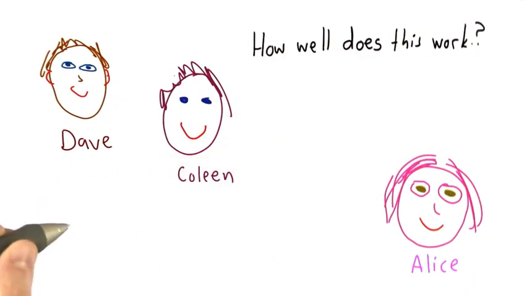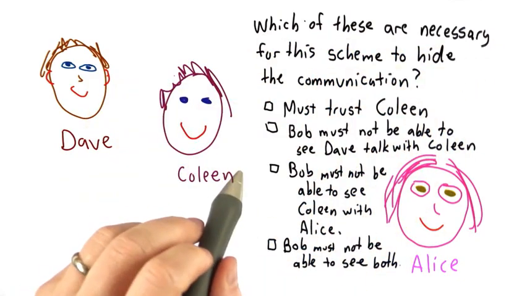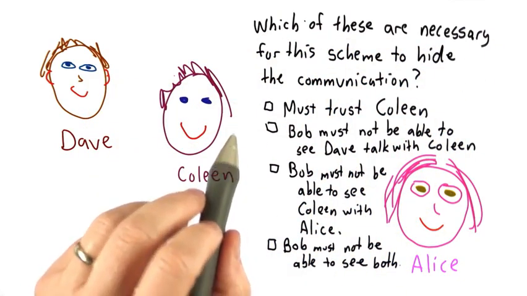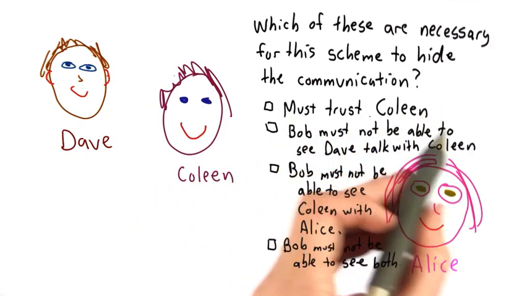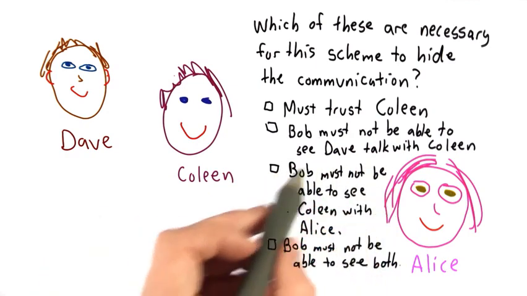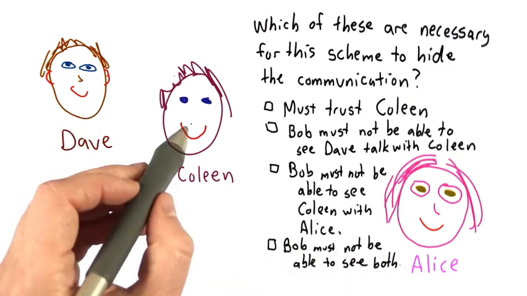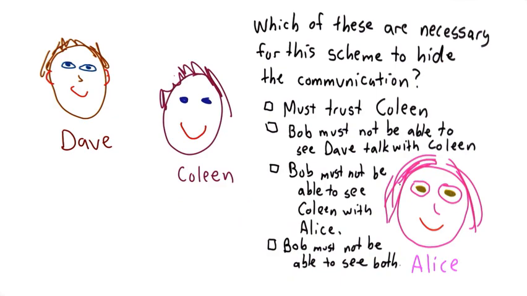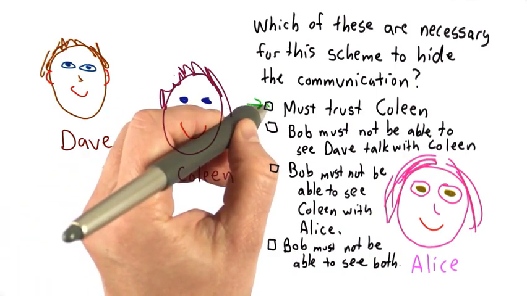So how well does this scheme work? So the question is, which of these properties are necessary for the scheme that I just described to successfully hide the fact that I'm communicating with Alice? Requires complete trust in Colleen. It requires that Bob cannot see when I talk with Colleen. It requires that Bob must not be able to see when Colleen talks with Alice. It requires that Bob must not be able to see both communications, when I talk with Colleen and when Colleen talks with Alice. The answer is it requires me to completely trust Colleen.